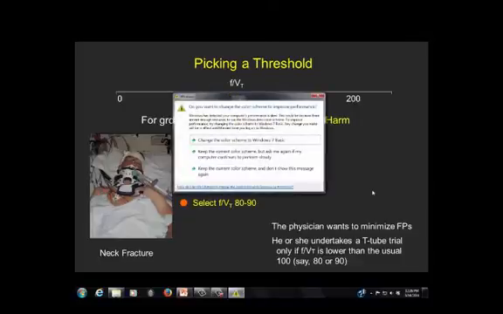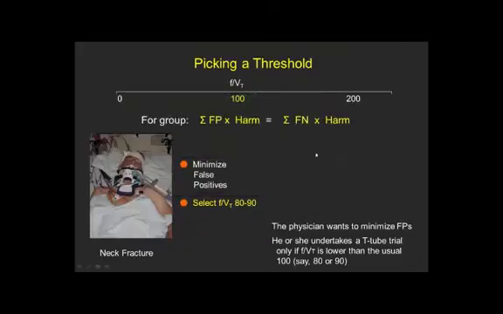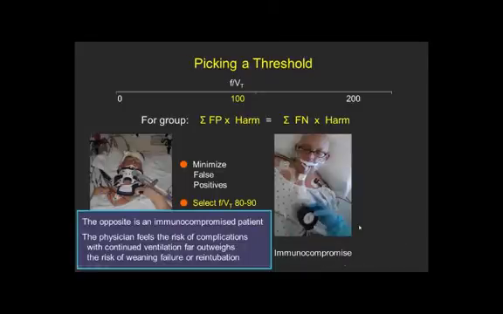Because that would be the time that you want to make sure that you don't risk unnecessary failure. The opposite applies in a patient who is immunocompromised, say a bone marrow transplant patient. Here, the physician feels that the risk of complications with mechanical ventilation far outweighs the risks of weaning failure or reintubation. You're very concerned about keeping the patient on the ventilator for one extra day. That could be a matter of life and death for that patient.